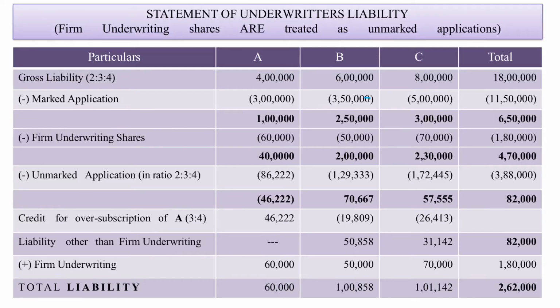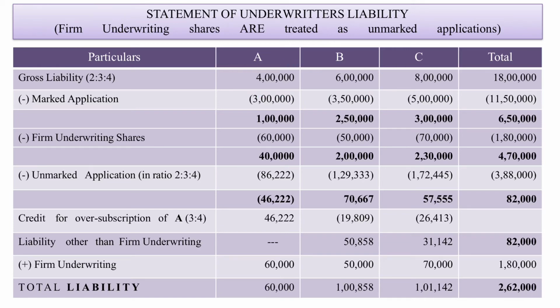Here we will see how to calculate how many shares each underwriter should subscribe to. It should be noted that in this problem, we are treating the firm underwriting shares as marked applications. The problem can also be solved by treating the firm underwriting shares as unmarked applications. Students should note that they should use one of these methods to solve the problem. Let's start by noting down the gross liability of all the three underwriters, A, B and C. That is 18 lakhs divided in the ratio of 2:3:4. By dividing that, we get 4 lakhs for A, 6 lakhs for B and 8 lakhs for C.